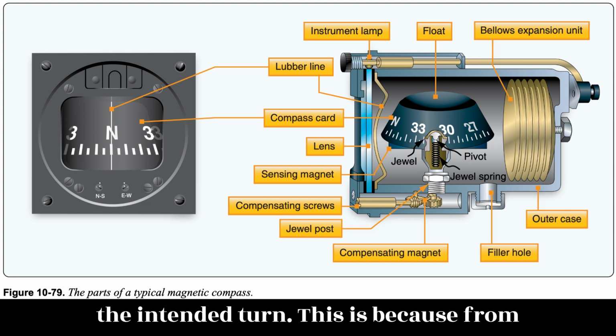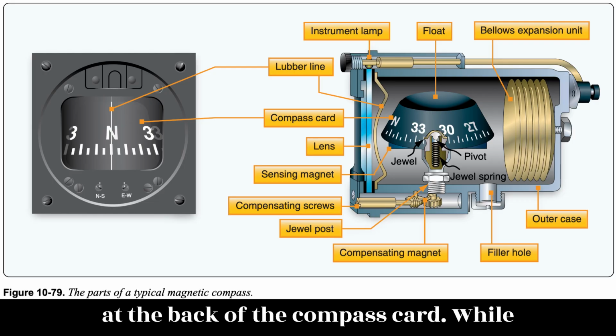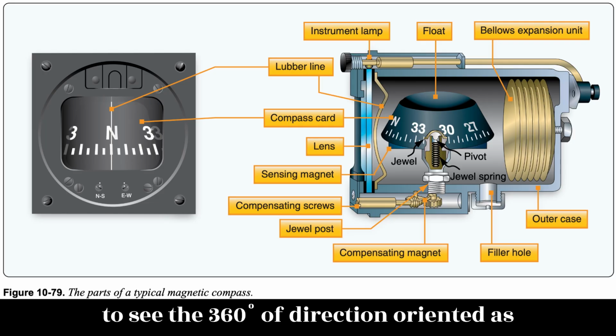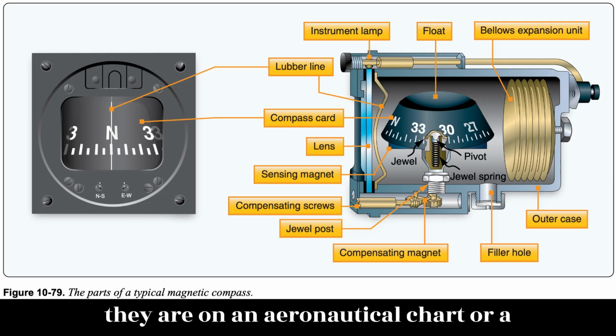This is because, from the pilot's seat, you are actually looking at the back of the compass card. While not a major problem, it is more intuitive to see the 360 degrees of direction oriented as they are on an aeronautical chart or a handheld compass.